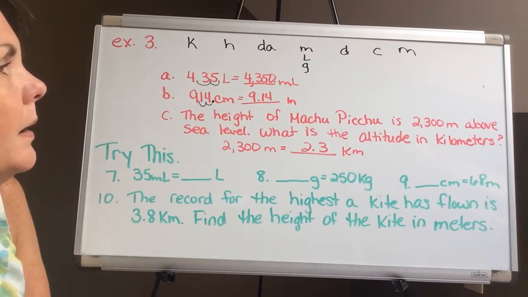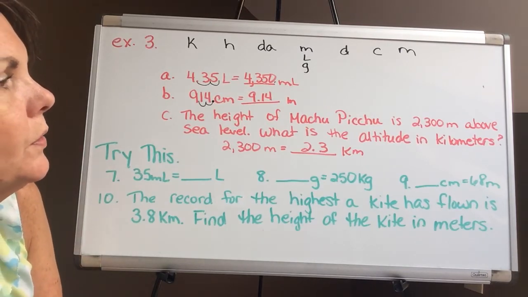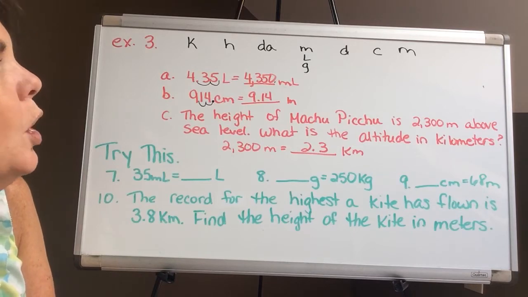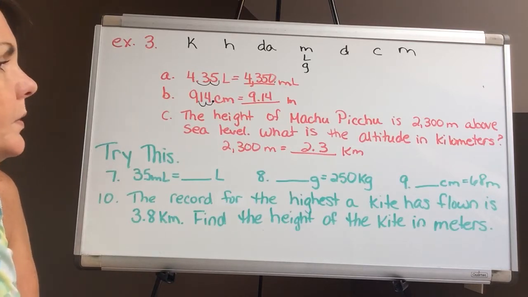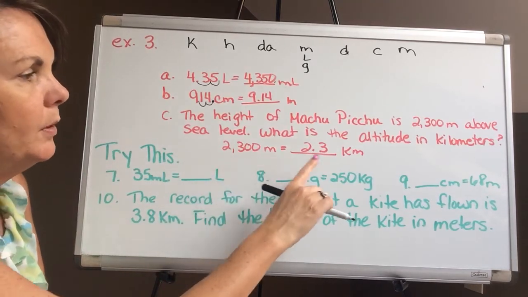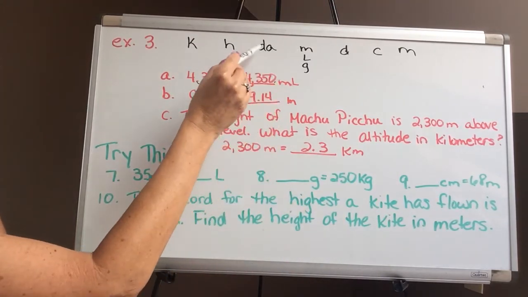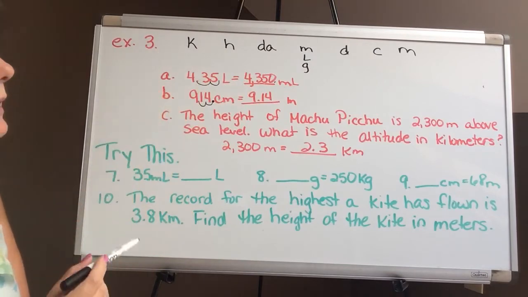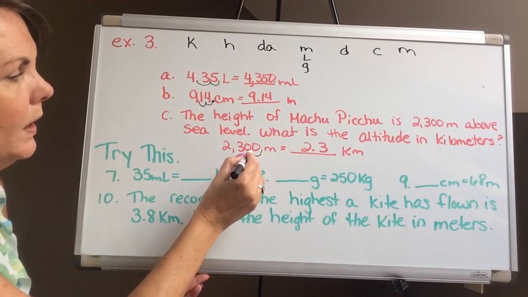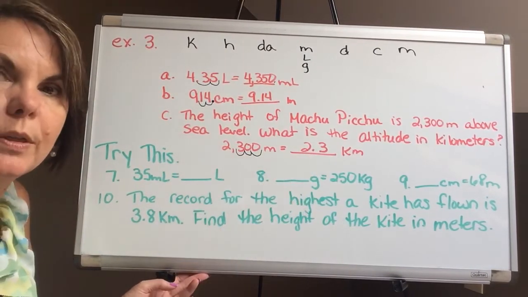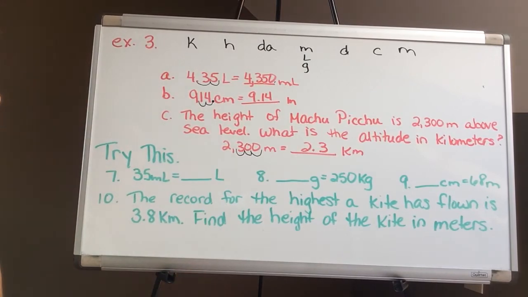All right, and then we can do a word problem. The height of Machu Picchu is 2,300 meters above sea level. What is the altitude in kilometers? Well, this is it in meters. I'm going to a larger unit. So remember, we're going 1, 2, 3 to the left. We go 1, 2, 3 to the left. 2 3/10.